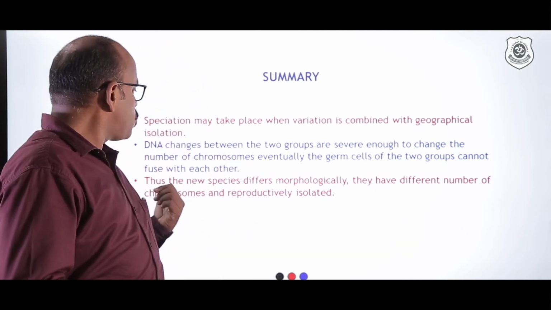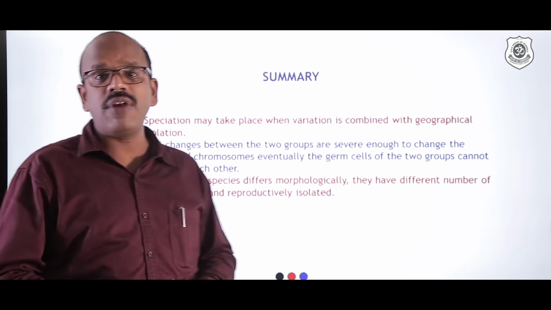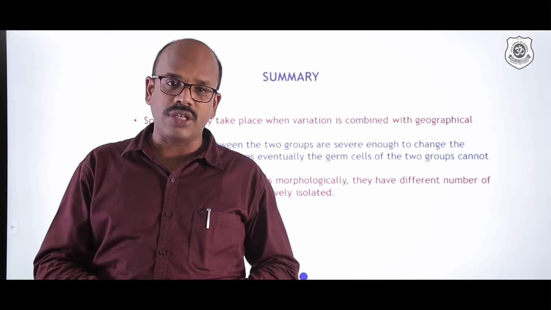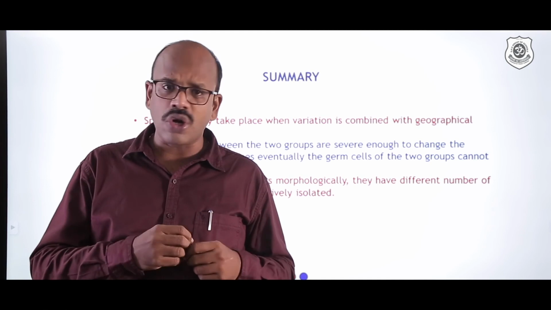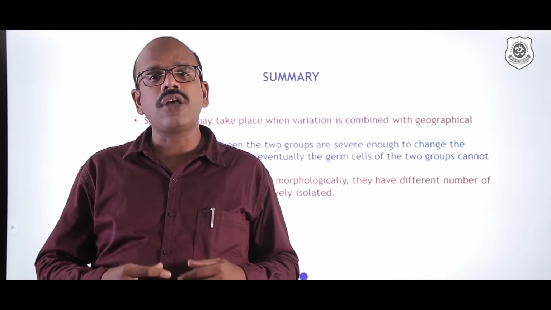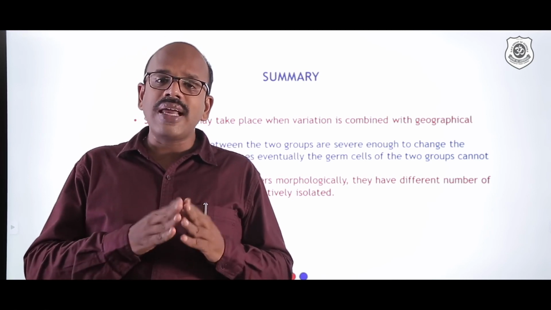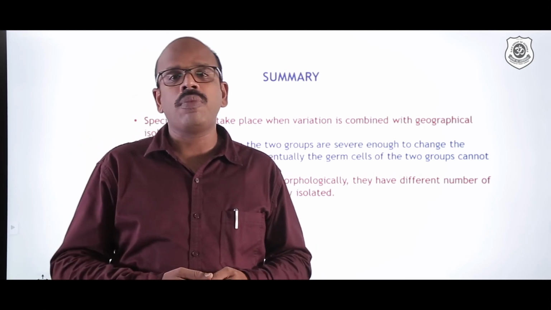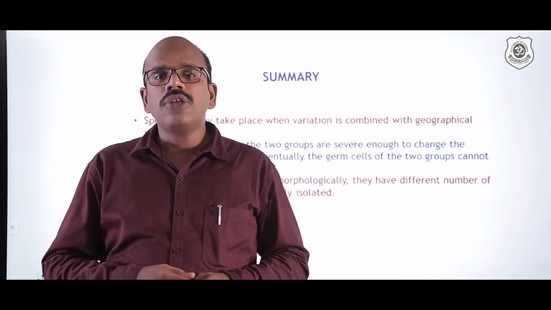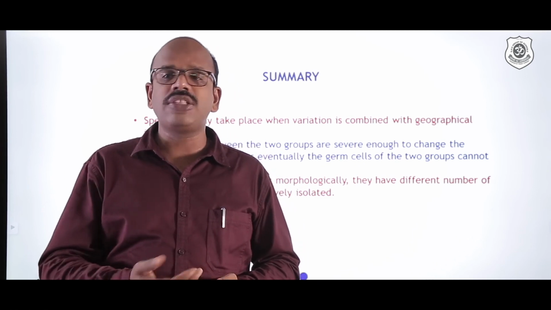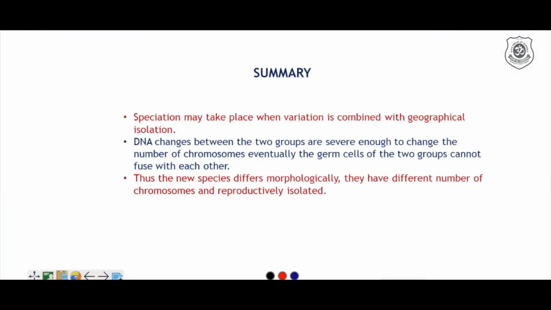Now, the new species differs morphologically. They have different numbers of chromosomes and they are reproductively isolated. That's what we have just discussed. This reproductive isolation is very important. The change in the number of chromosomes is also very important. For us, chromosomes number 2 and 3 are fused, whereas the chimpanzee has 48 instead of 46. So these are some of the chromosomal details that you can know with respect to speciation. I hope now you are very clear with speciation.